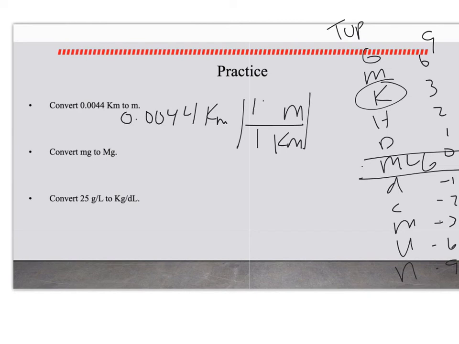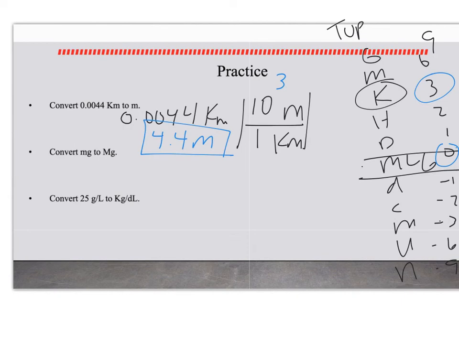Now we have to look at the exponent that goes with the base of 10. Going from kilometers at a 3 to our baseline of 0, if we're on the same side, we subtract. So at 3 minus 0, we get a power of 3. So in our calculator, we will take 0.0044 times 10 to the third power, and then we end up with 4.4 meters.